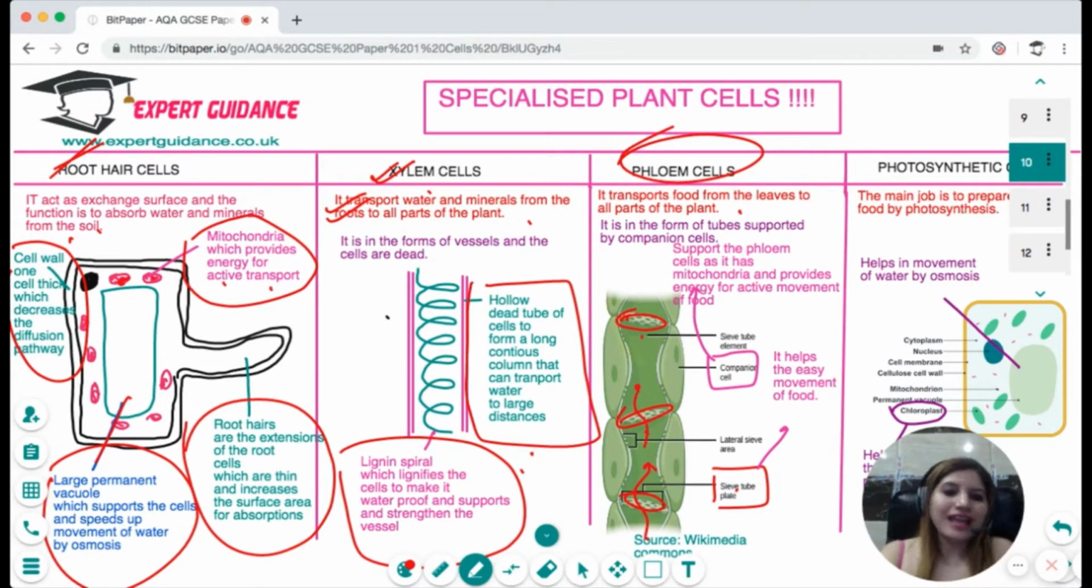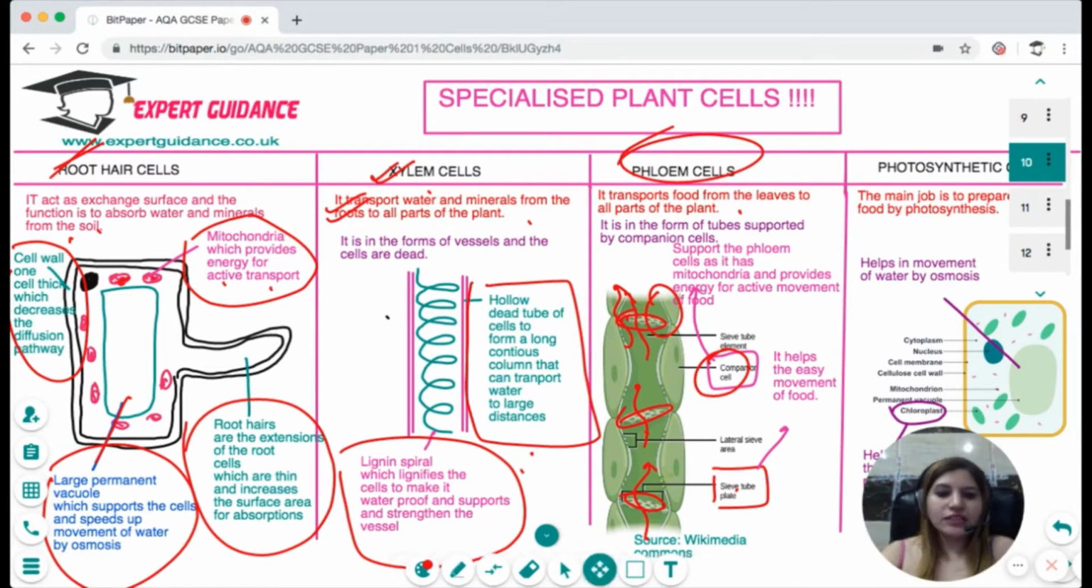Since the sieve tubes have lost the majority of their cell contents, they are supported by a special cell called the companion cell. It supports the phloem cell and provides the cell whatever it needs. Especially, they are rich in mitochondria, which make a lot of energy for the sieve plates and sieve tubes so that they can transport food.